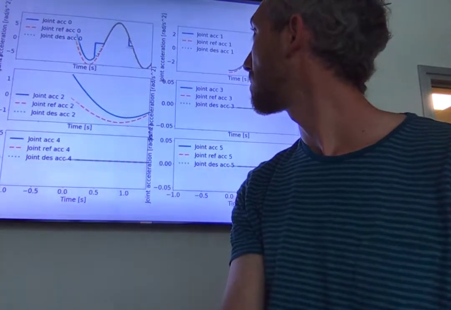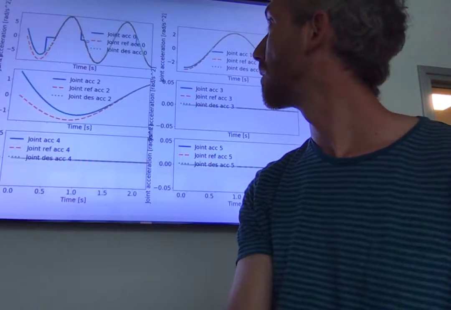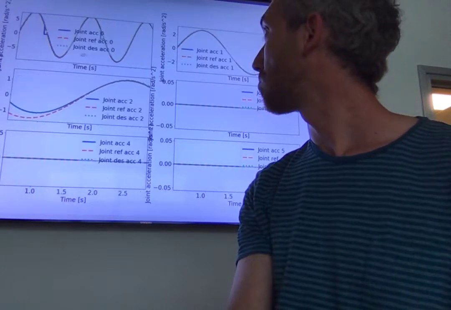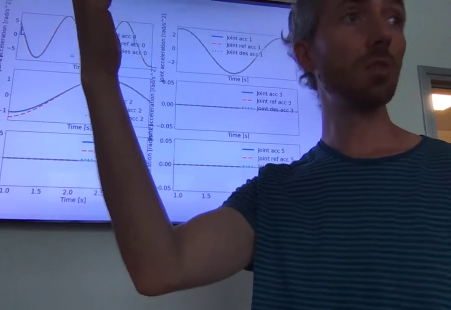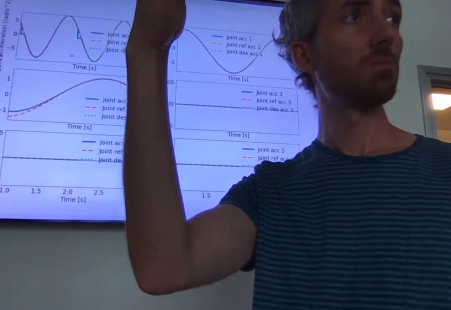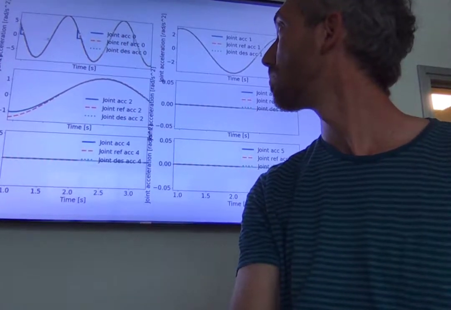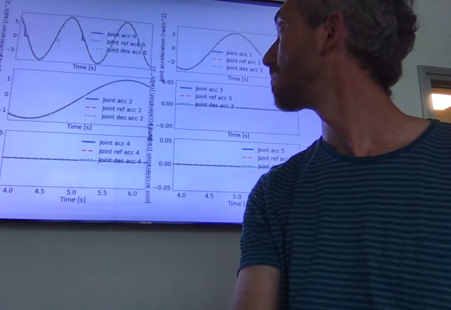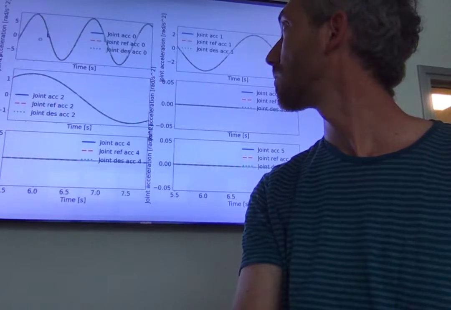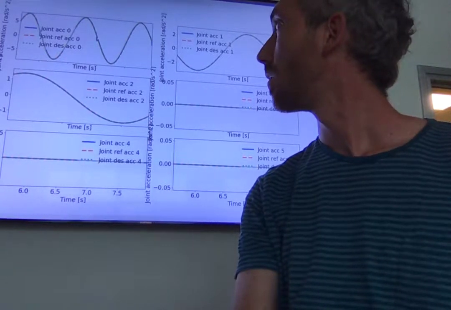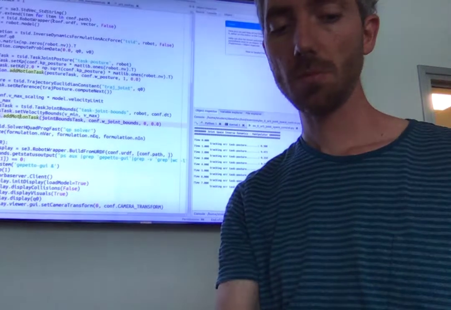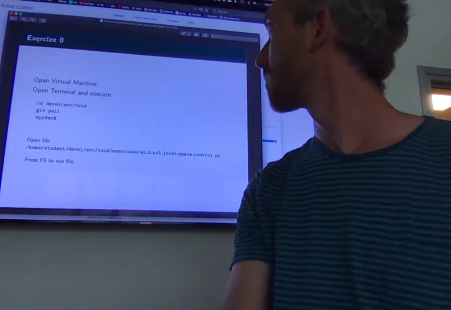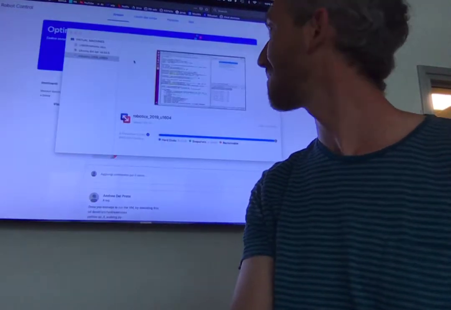So every time that you see a mismatch between the real and the desired acceleration, it's where a joint velocity limit was reached. Okay, and it happens all the time, basically. Here you see it very well. Okay, so let's go back to the theory for the 15 minutes we have left.